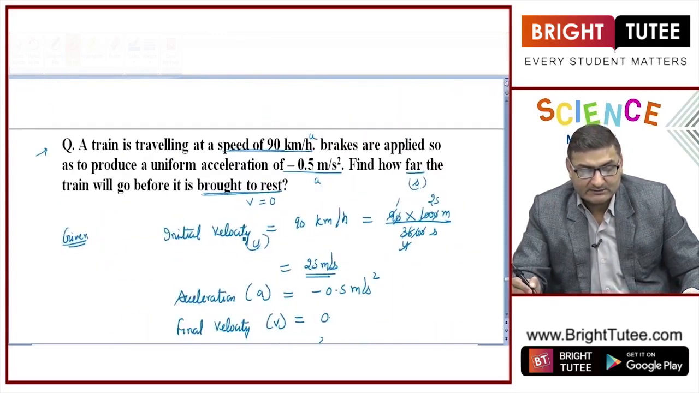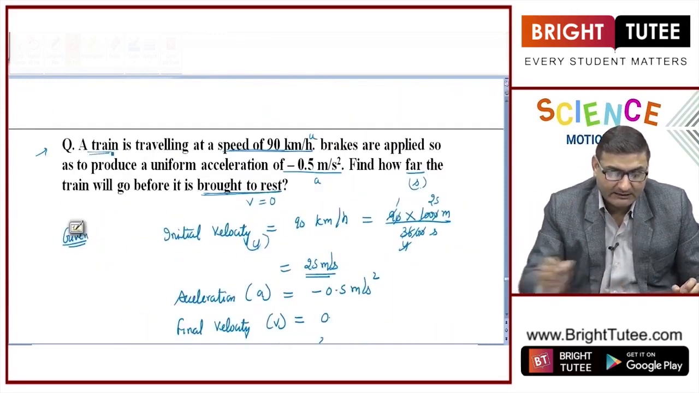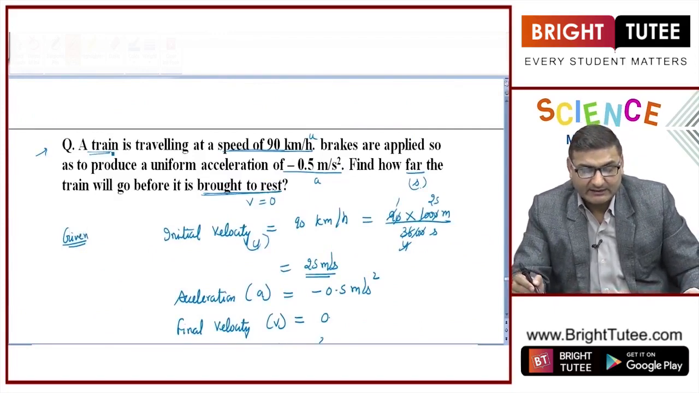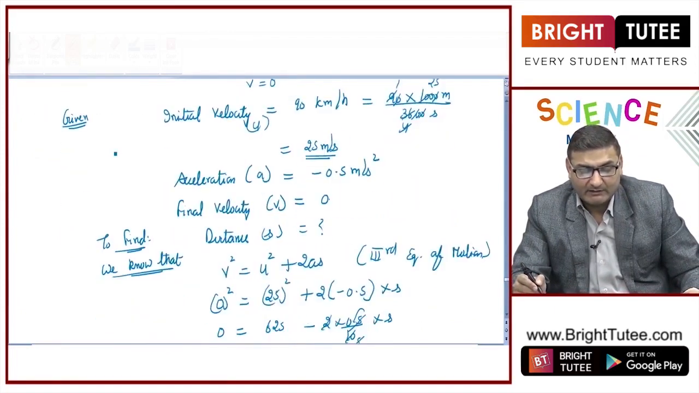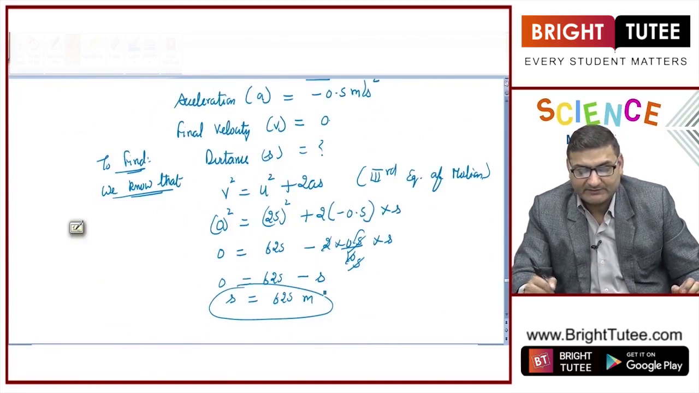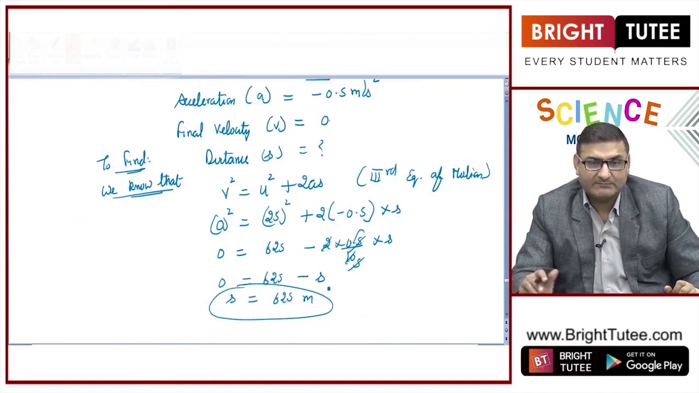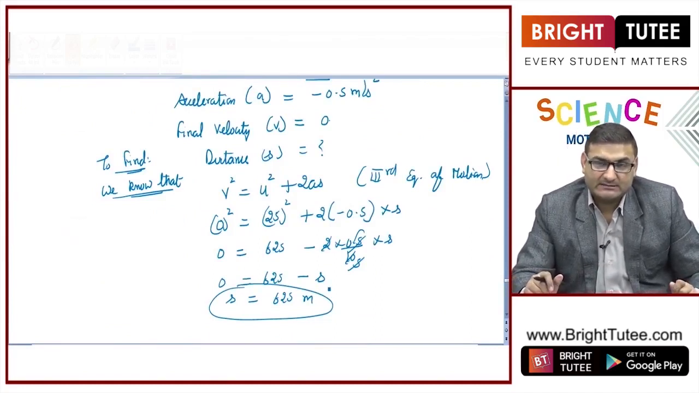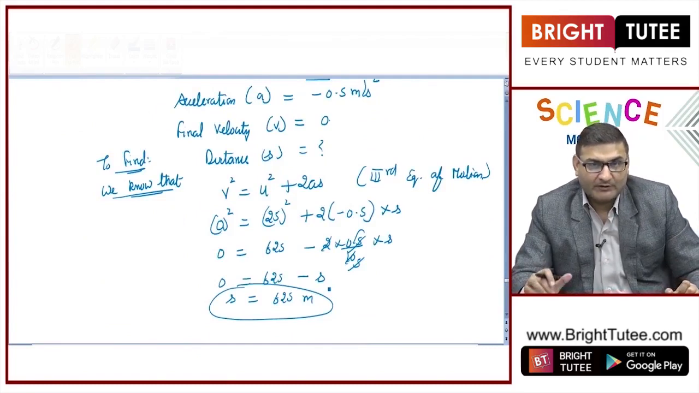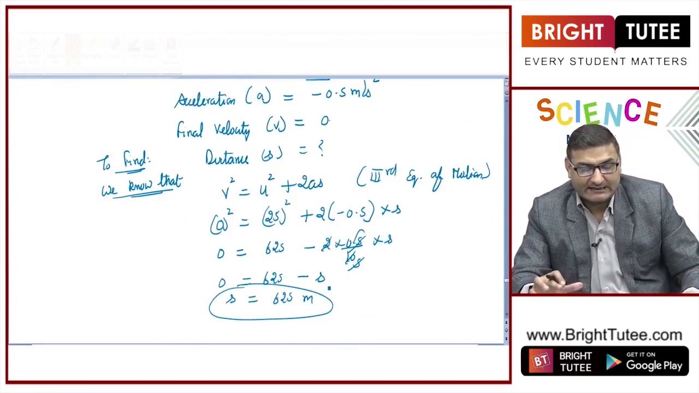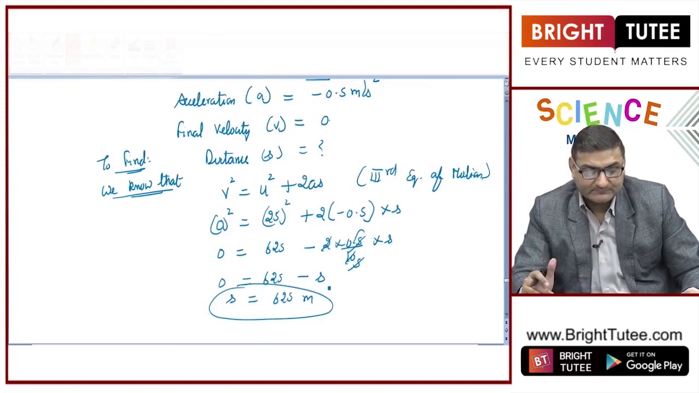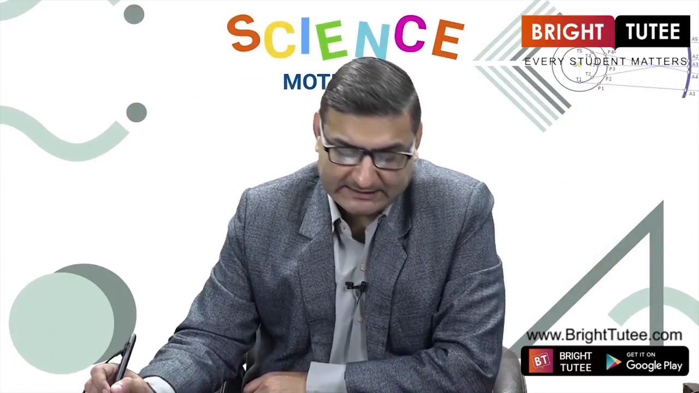So this is the question. Alright, it is a train, not a car, a train. So this train is basically going to travel a distance of 625 meters before it is brought to rest. Fine. I hope you have understood what exactly and how exactly we have done this particular question. Let us see the next question.